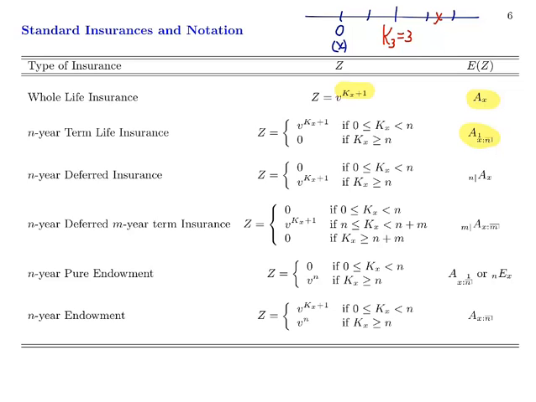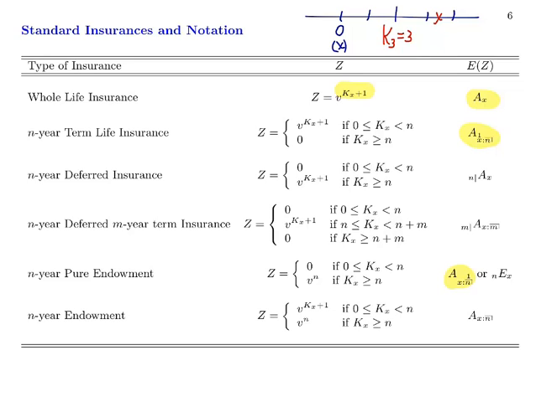So the n with the half box around it tells you the term, and the 1 over the x tells you that you get paid only if you die before n. The time of the payment is when you die, so that's why the 1 goes over the x. And you'll notice in this one, the 1 goes over the n. That is just telling you that the time of the payment is going to be at time n. So let's do that one next.